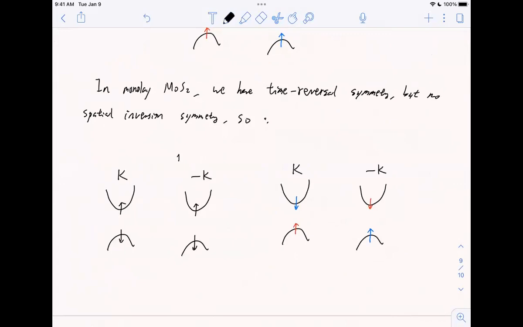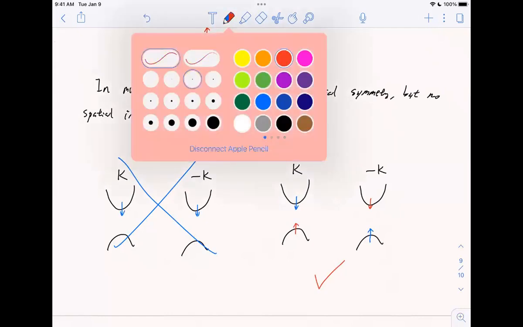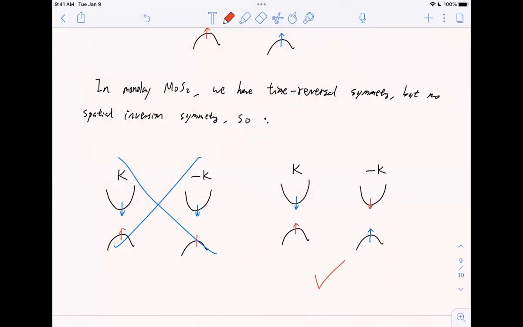Okay, so this one does not hold, and this one is there. So you never have this. You can make it look better. You never have this. You never have this. Okay, this one does not hold.